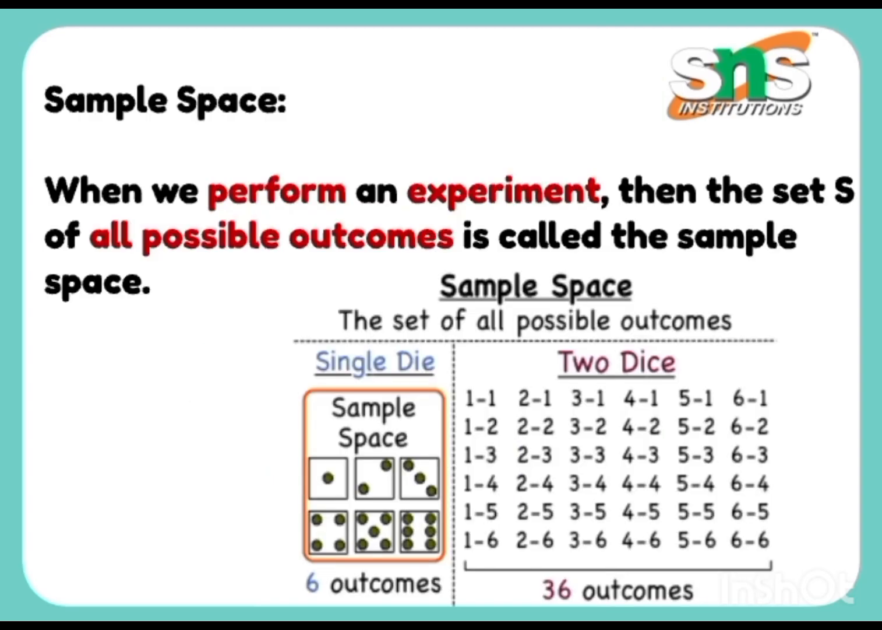Now next, what is a sample space? When we perform an experiment, and by experiment we mean a random experiment, it can be tossing a coin, rolling a dice, or picking a card from a well shuffled pack. Sample space is nothing but all the possible outcomes of such an experiment. Whenever you roll a dice, you have 6 outcomes. Whenever you roll 2 dice, you will have 36 outcomes. This is called the sample space, all the possible outcomes, and we always denote it as n(S).